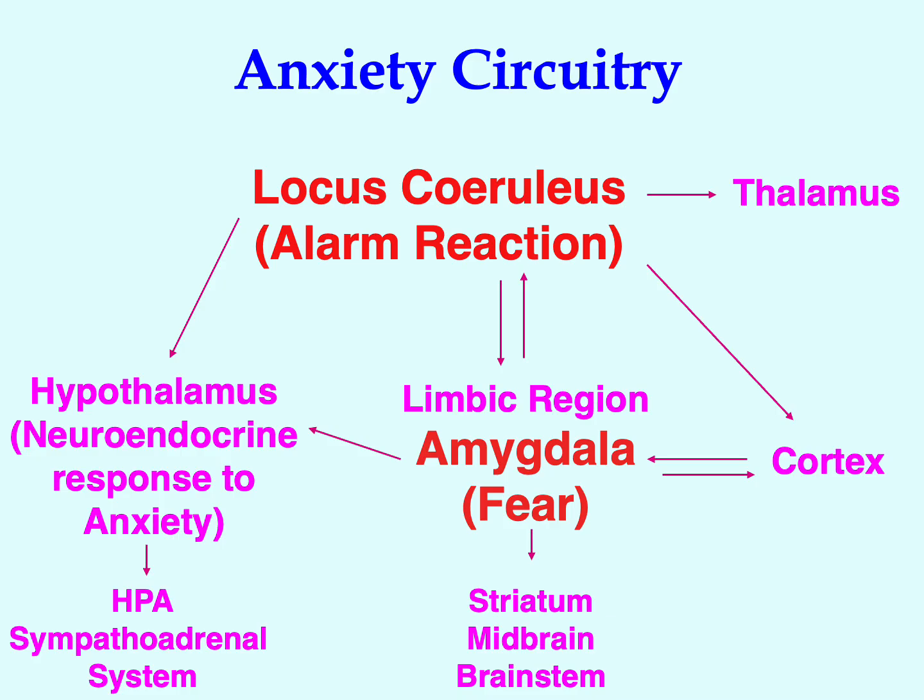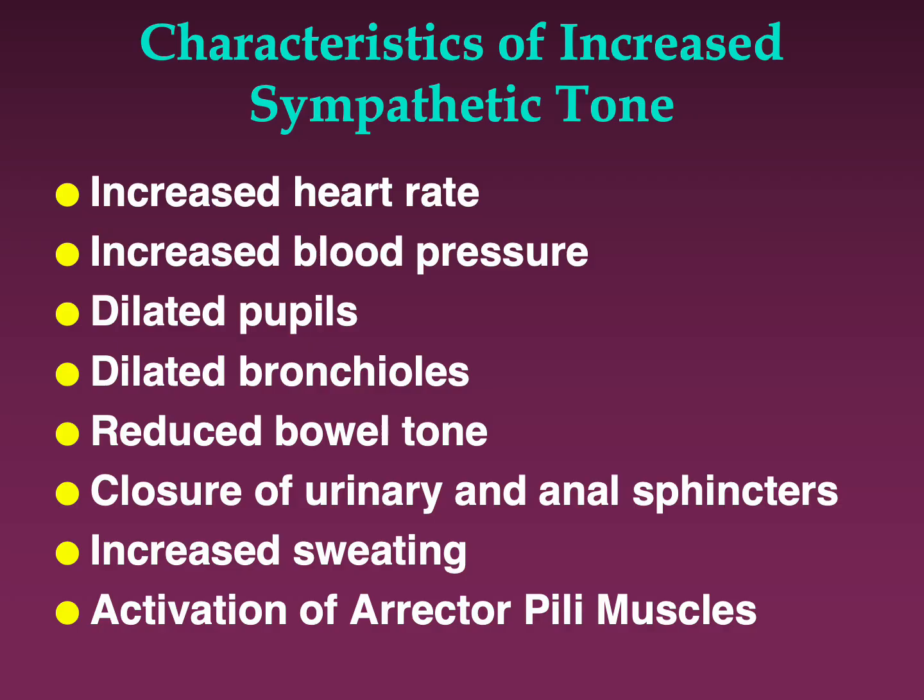So, if we look at anxiety circuitry, what do we see? We see things like increased heart rate, increased blood pressure, dilated pupils, dilated bronchioles, reduced bowel tone, closure of urinary and anal sphincters, increased sweating, and activation of erector pili muscles, which are the muscles that make your hair stand up, like in a cat. If you've seen a cat that happens to be afraid.